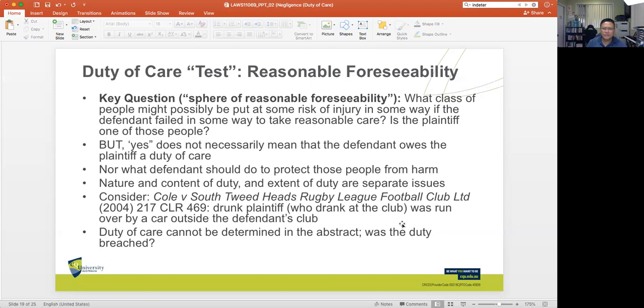What do you think? And the answer is no. Part of the reason why the defendant couldn't be held liable was that when you think about it, there is that policy issue, for example, of autonomy. Should the South Tweed Heads Rugby League, for example, really prevent a customer who's been drinking a lot from leaving the premises?